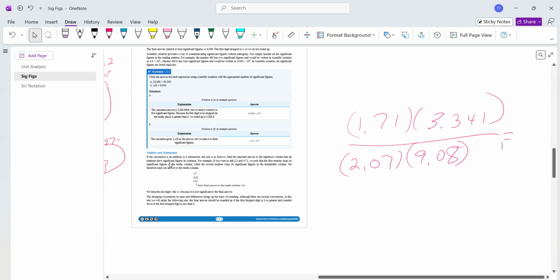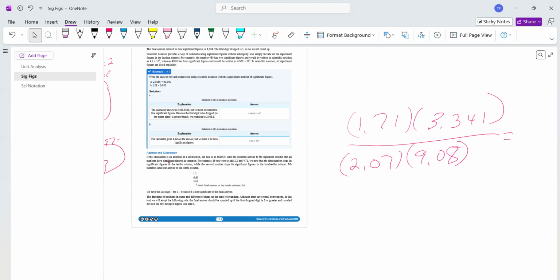In fact, this problem, most students will do two intermediate steps. They'll do this multiplication, then they'll do this multiplication on the bottom, and then they'll divide those two. Again, it's prone to errors when you keep having to write things down. Calculator, 1.71 times 334. Now, a number on the bottom, I'm going to hit the divide key, 207. Now I'm going to hit the divide key again for the 908. Enter.